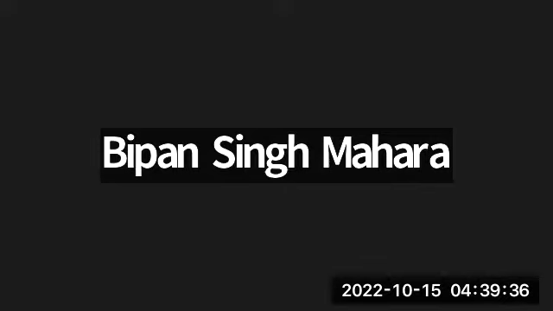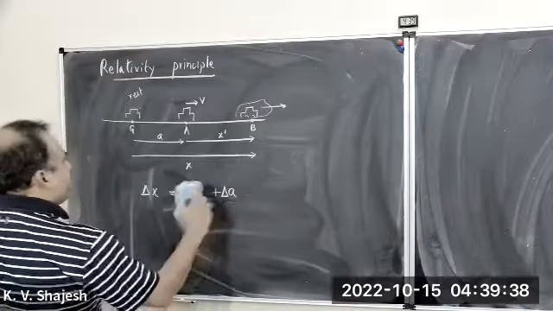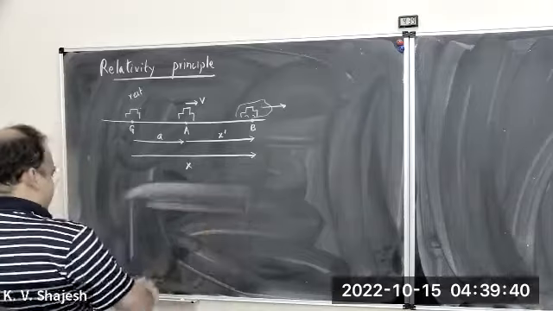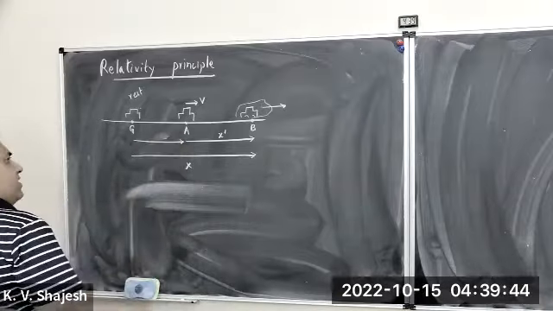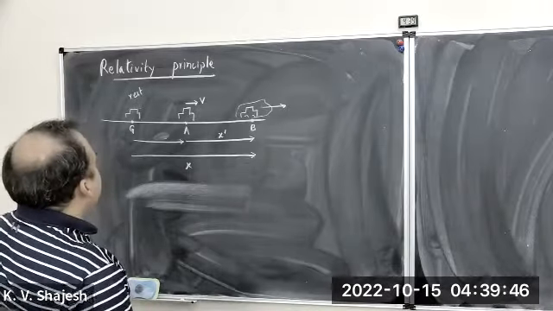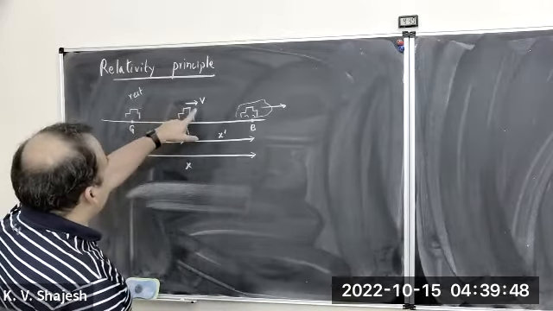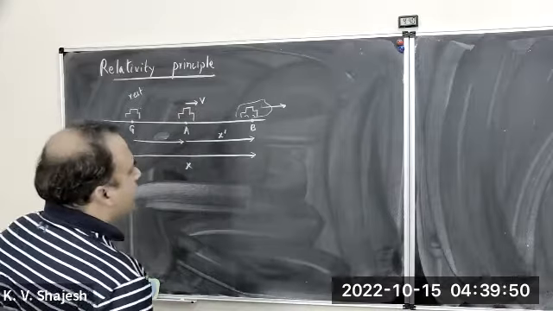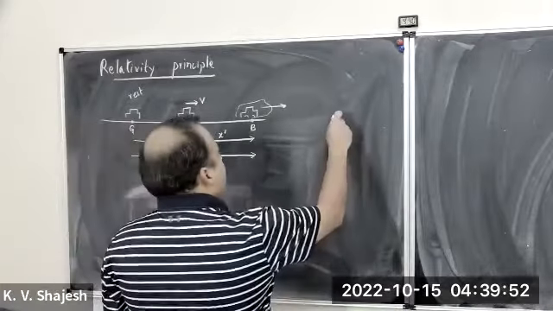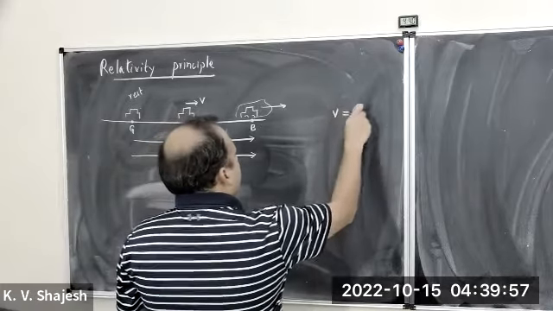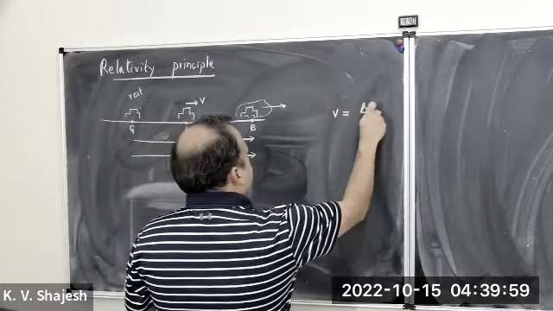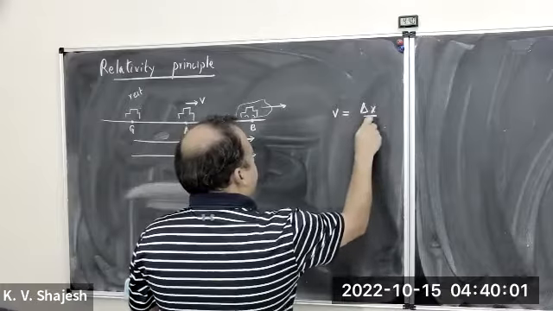Okay. So let me redo this a little. Since we know, when we say this is moving with velocity v, one thing I will say is that velocity v is equal to change in position over change in time.